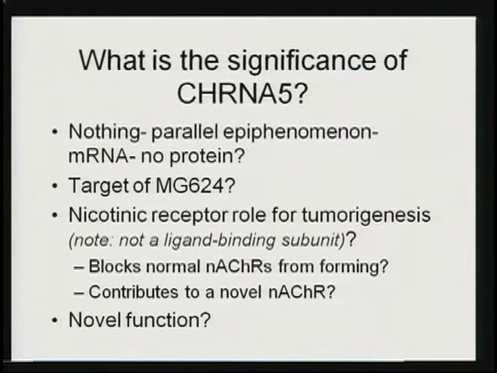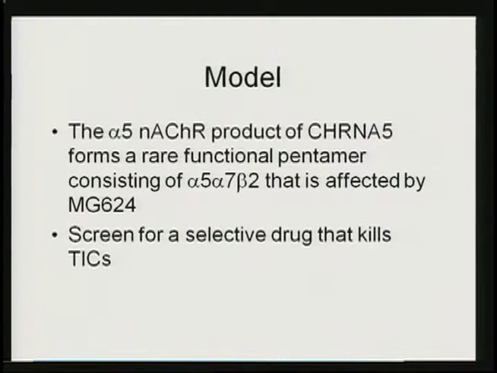Is it possible that it could participate in forming a novel nicotinic acetylcholine receptor? Maybe it pairs with a different alpha, for example, alpha-7, and with beta-2 to form a functional subunit. Or does this gene by itself have a novel function that has nothing to do with normal nicotinic receptor function? So we're working on this model, and of course I'm very open to excluding this model, but here's what we think might be going on.